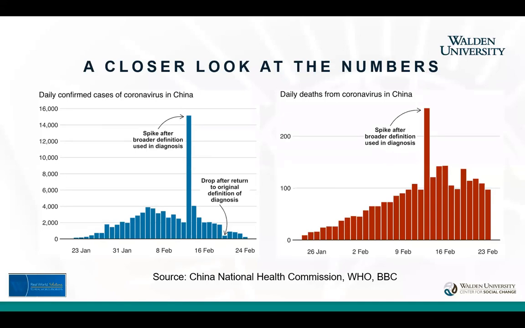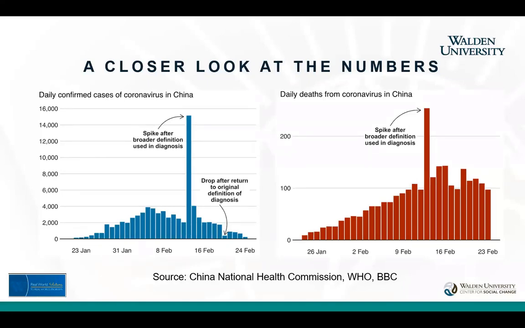But on February 12th, this is the spike you see in these two graphs here, the Chinese National Health Commission expanded their case definition to include clinically diagnosed cases, and that was using CT lung scans. They claim that this gave doctors a choice to treat patients without lab tests and allowed them to more quickly administer treatments. However, this change resulted in a drastic spike of over 15,000 confirmed cases and over 200 new deaths.